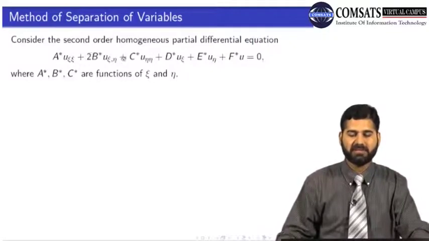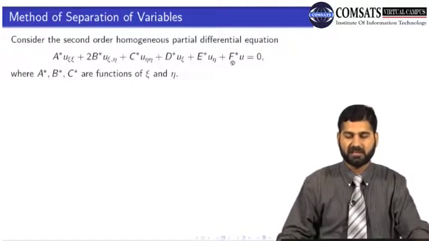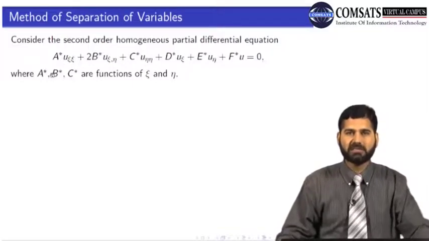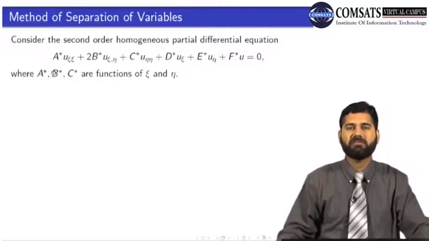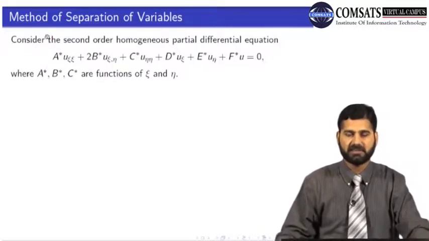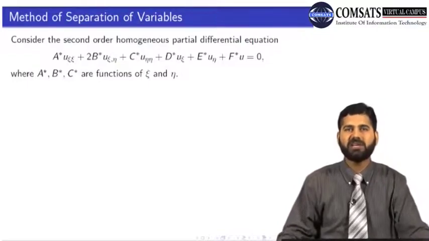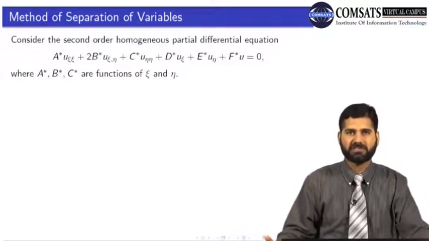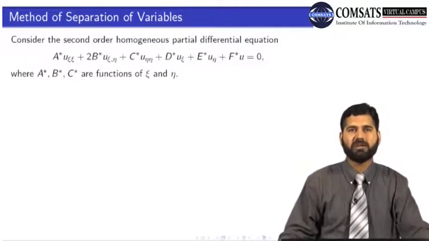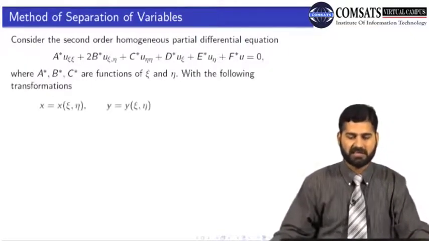A star, B star, C star, D star, E star, F star. These are all coefficients of u eta, u xi, and all these derivatives. And these may be constants, but in general they can be functions of xi and eta. Same as the case of ODEs, where we know the coefficients can be functions of x. So here the coefficients again can be functions of your independent variables, which are xi and eta.